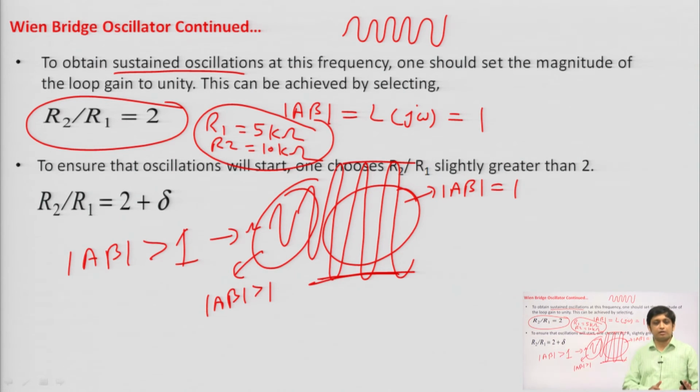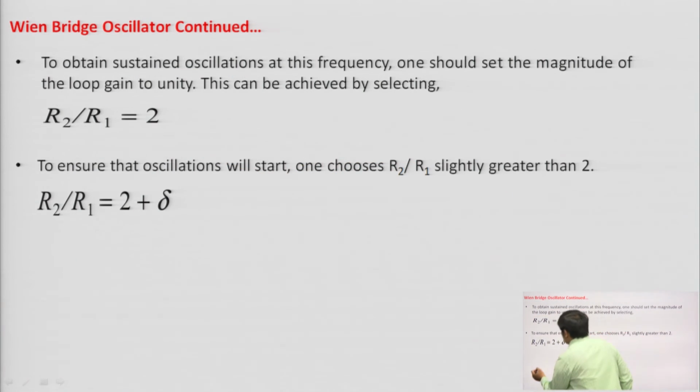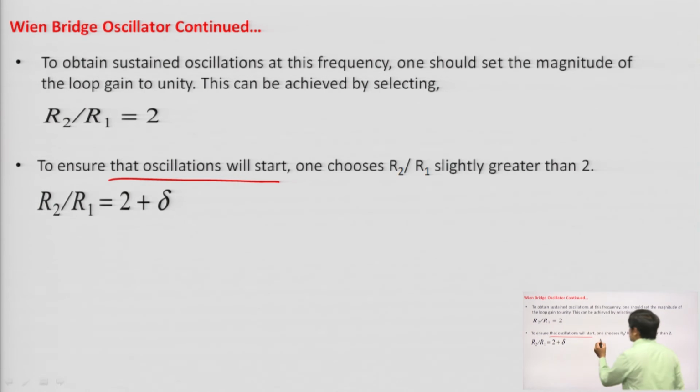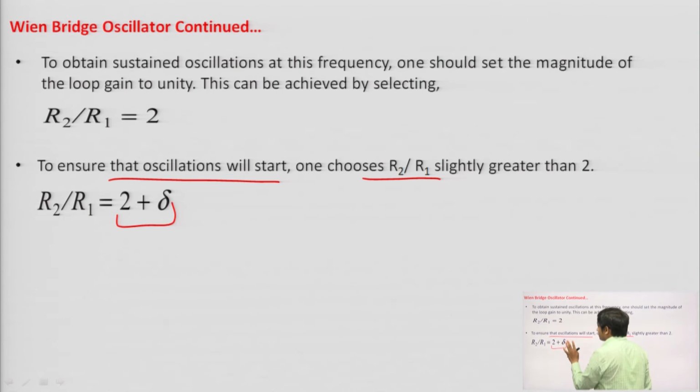Initially |Aβ| greater than 1 is set, and after that the circuit adjusts itself to get |Aβ| equal to 1 for sustained oscillations. That is why this second point is very important. To ensure that oscillations will start, R2 by R1 should not be exactly equal to 2, it should be greater than 2. 2 plus delta, delta is very small, right.